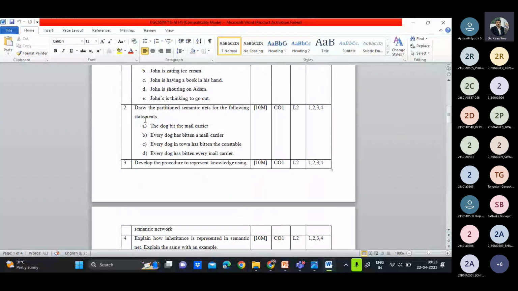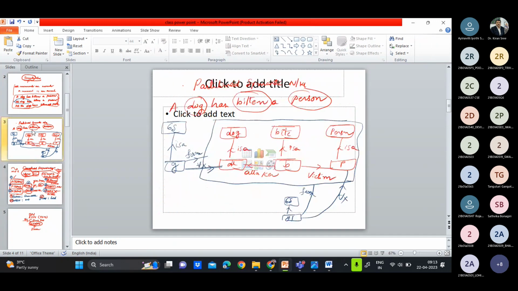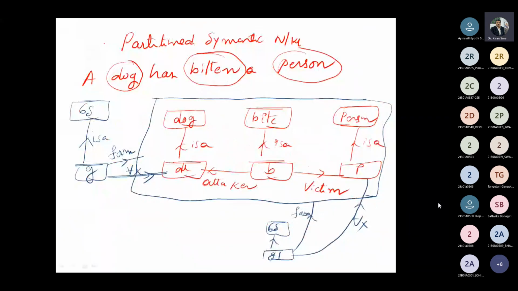To draw the partition semantic network for the following statements. So this is what we have seen. The dog bit the mail carrier. Every dog has bitten the mail carrier. Every dog in the town has bitten the constable. So you have to create an instance here because in the town they have mentioned. So every dog has bitten every mail carrier, so you have to write this general. This is how the representation is. The dog I have taken and the bitten and the person are the same. So obviously this we have discussed.